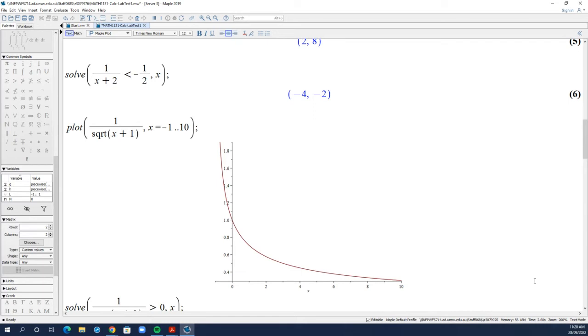Who can put it in the chat? Come on, there's like 8 people here. So if you were trying to work out the domain of this function, what would you put in the chat? Let me know. Let me know, people.